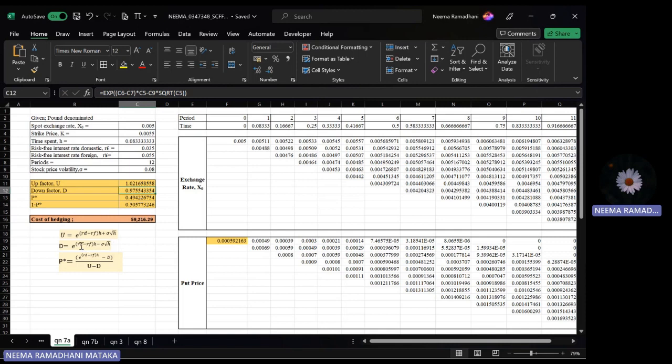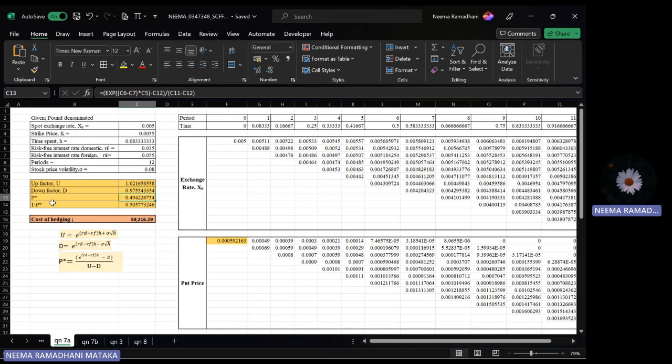Calculating the value of D is e to the power of R domestic minus R foreign, bracket h, minus sigma times the square root of h. The only difference between these two is the sign here. For the upper factor, we add, and for the down factor, we subtract. So this is the value here, and this is the formula that I used. And that is what I got for my value of D.